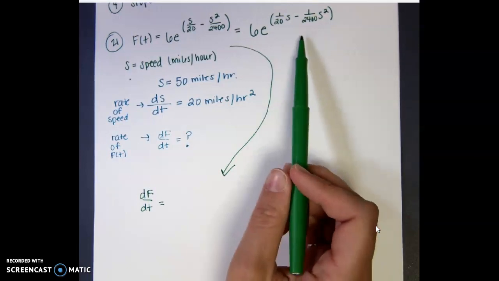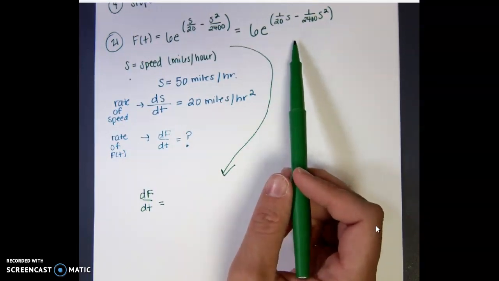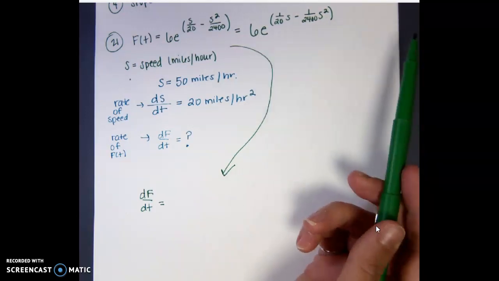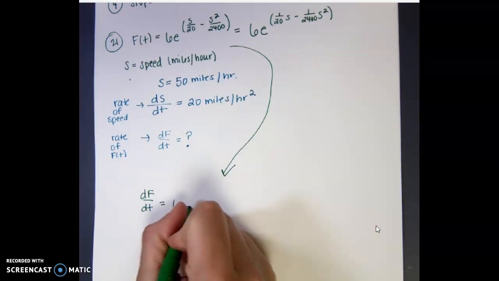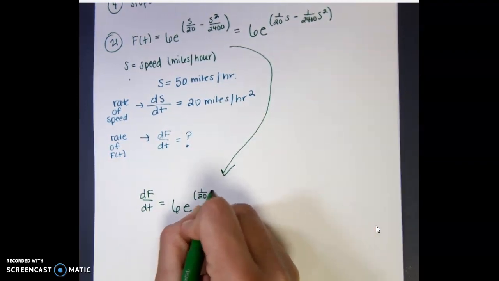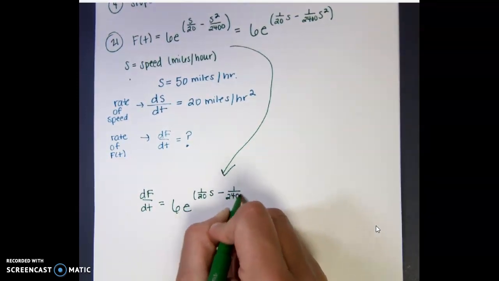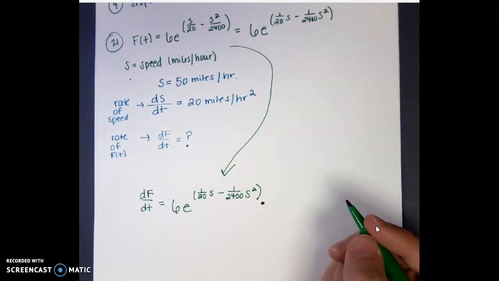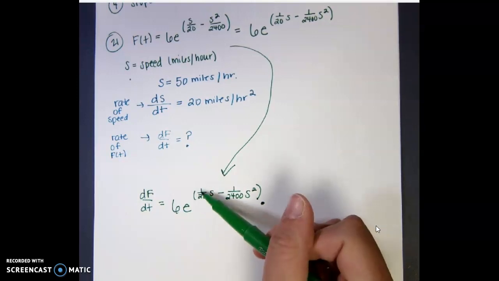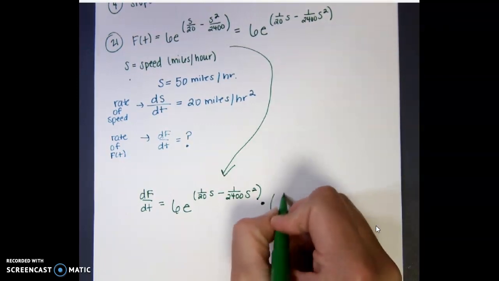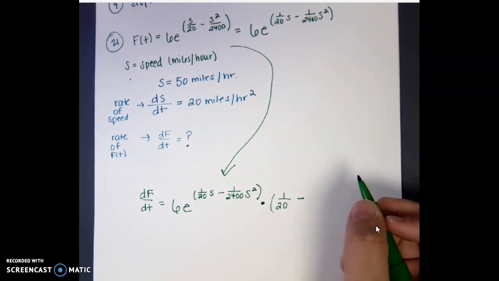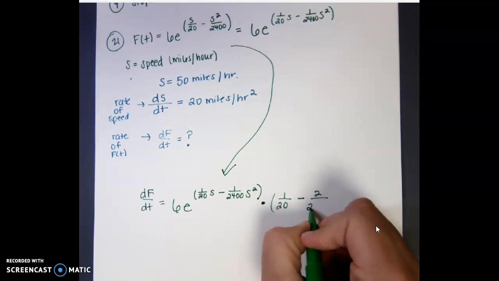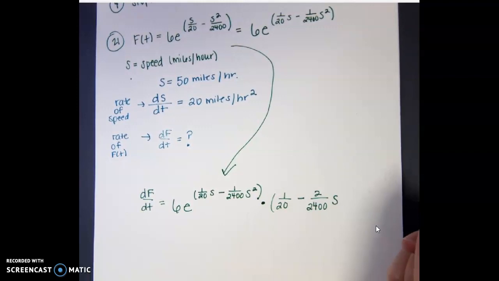And then I'm going to use the second equation I wrote to find the derivative. So remember, for derivatives of exponentials, you just write exactly what it is first. Like if you're doing the derivative of e to the x, it's just e to the x. We're going to write the whole thing first. Then times, and remember for exponentials you find the derivative of the exponent. So the derivative of 1 over 20 s would just be 1 over 20. And then the derivative of the other part, you would do 2 times 1 over 2400, so 2 over 2400, and it'll just be s.